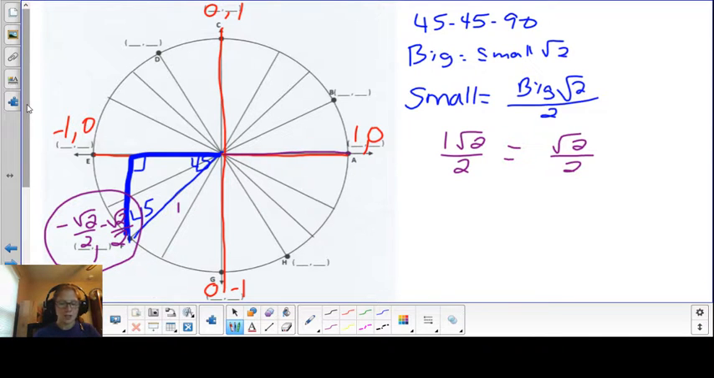Let's go ahead and take a look now at point B. So we're going to start exactly the same way we did the last one, creating a 90-degree angle to the closest axis.